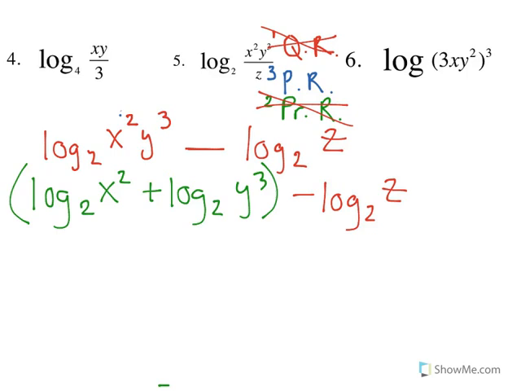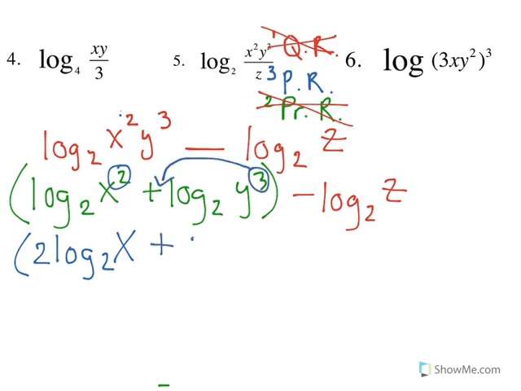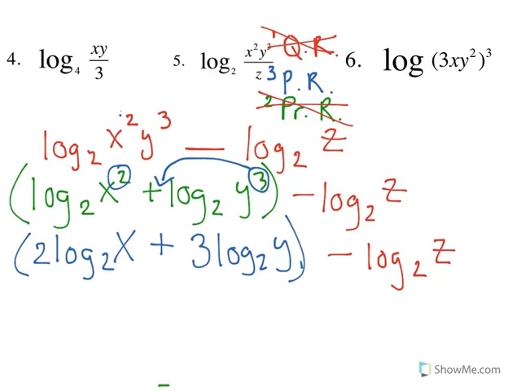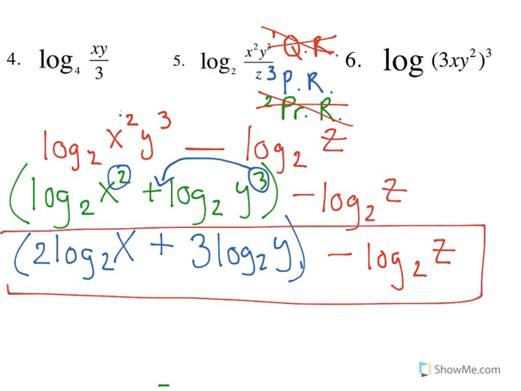Okay, so let's finish out this problem and we'll look and see if we need to simplify anything. For the power rule, I'm going to pull the power of 2 out front. So 2 times log base 2 of x, perfect, plus pull this 3 power to the front of its logarithm, 3 log base 2 of y. Don't forget your back end piece in red. And that is our final answer.